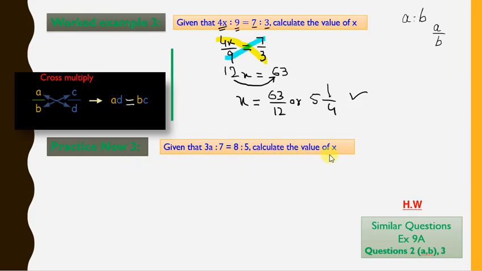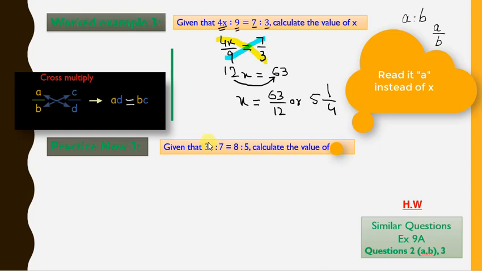We will have to calculate the value of x, and this is our A and that is our B. So we will write it in fraction as we did earlier. So that will be 3a upon 7 equals to 8 upon 5. Again we will do the cross multiplication. So 3a will be multiplied by 5 and 7 will be multiplied by 8. So 3a times 5, that will be 15a, and 8 times 7 you will have 56.